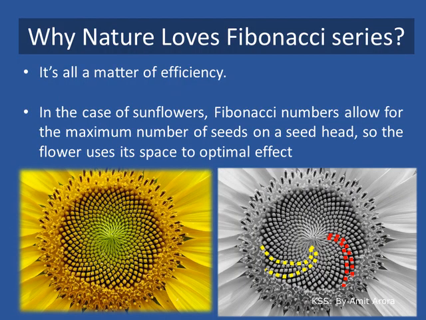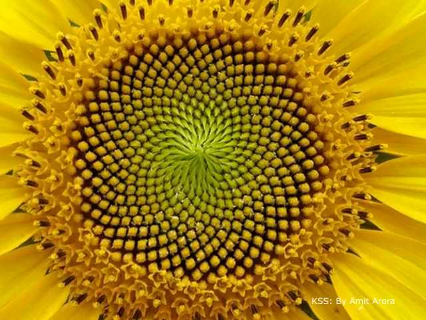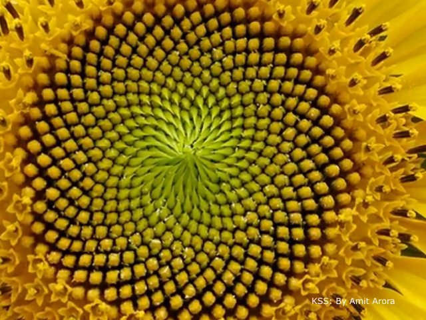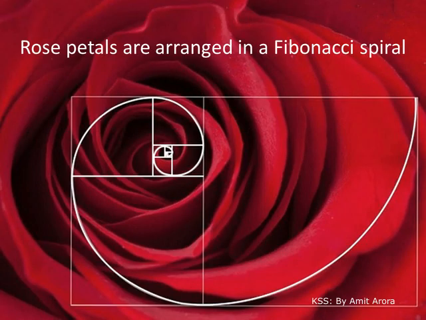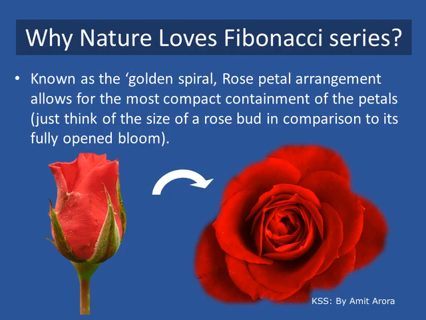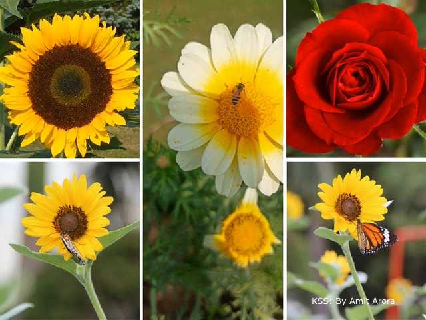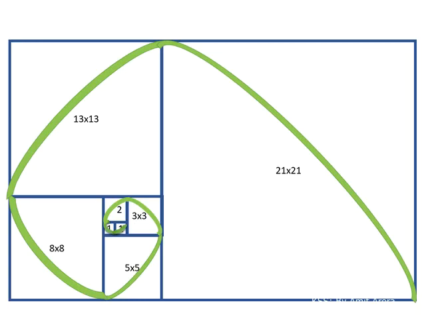So why does nature love the Fibonacci's number? In case of sunflower, this allows for the maximum number of seeds on the seed head. So the flower uses the space to the optimal effect. Fibonacci's number also reveals itself in the spiral of a rose bloom. Like the sunflower seeds, the arrangement allows for the most compact containment of the petals. Just think of the size of a rosebud in comparison to its fully opened bloom. So now you know the reason why nature loves the Fibonacci series so much.